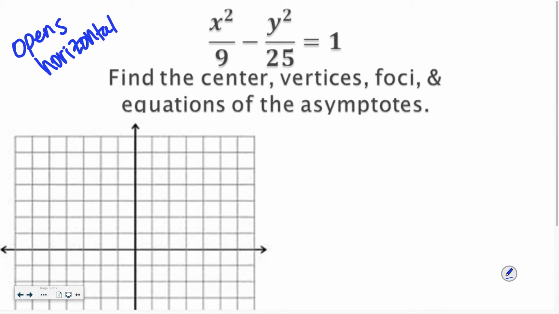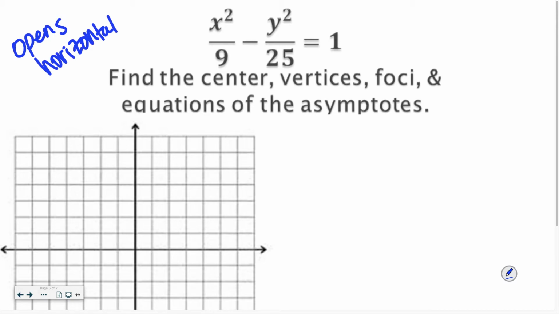This is a hyperbola that opens horizontal. We know that because the x squared is the positive squared variable. Okay? The x squared is the one that's positive. Okay?